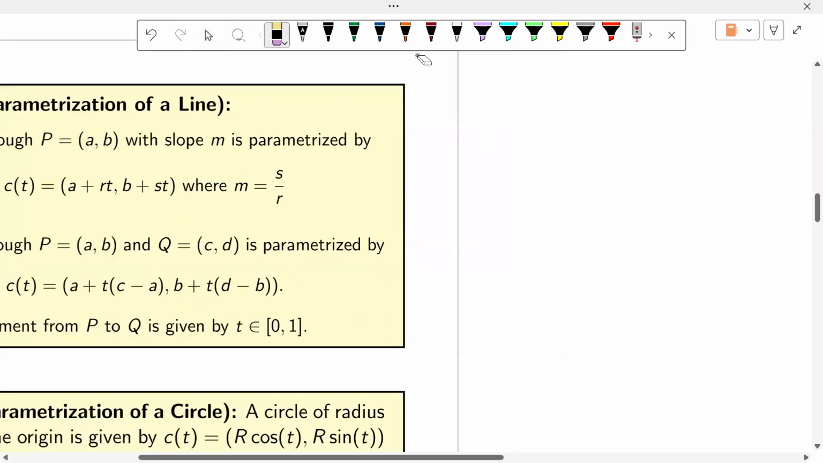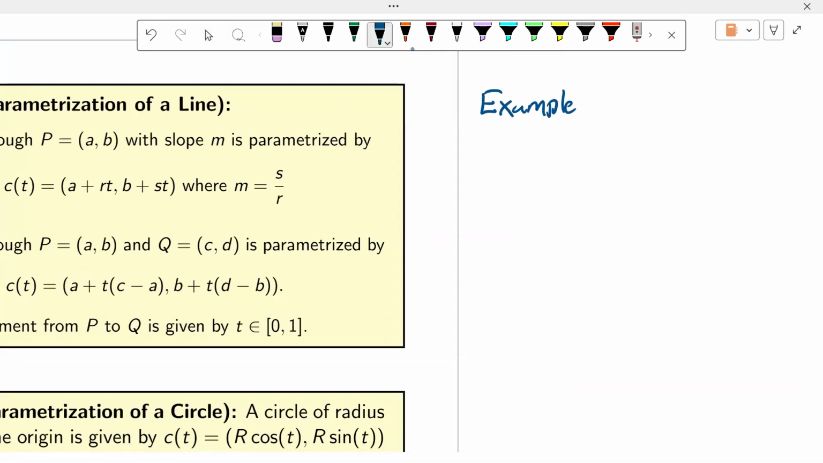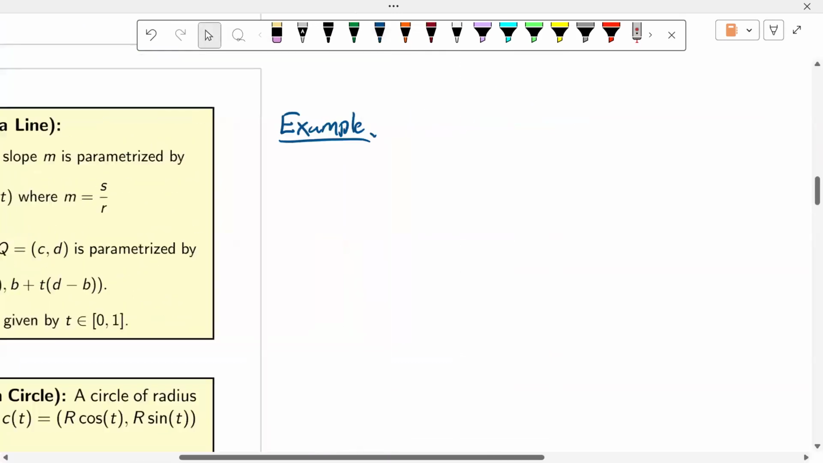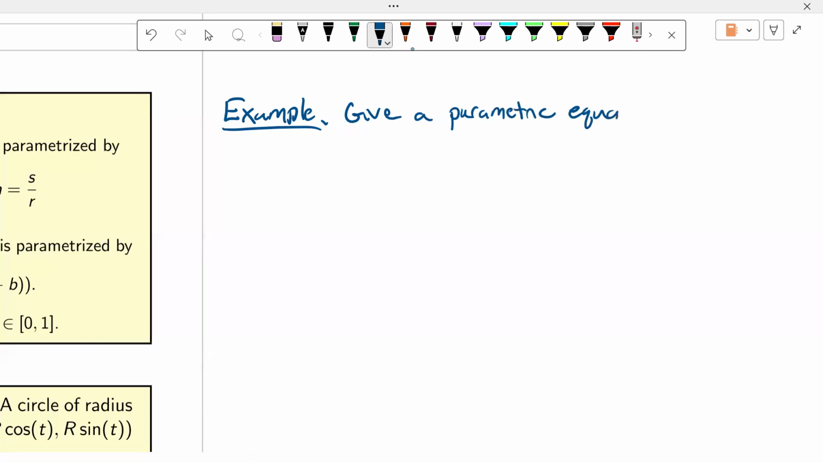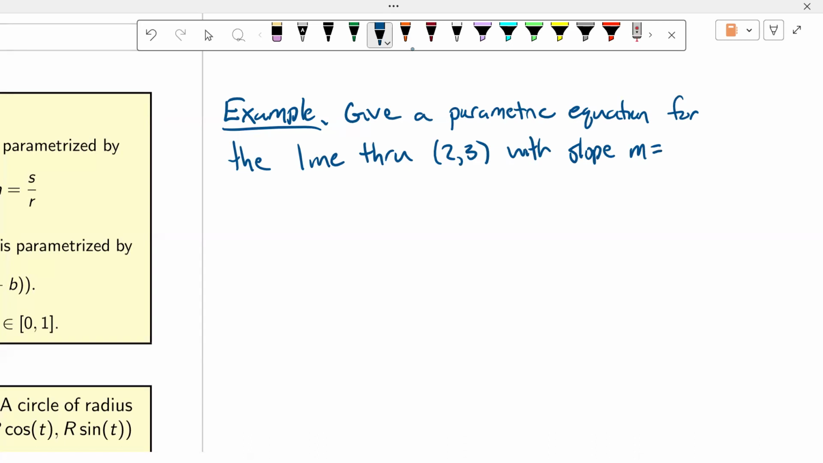All right. Example. Give a parametric equation for the line through the point 2, 3, with a slope of m equals, I don't know, let's say 1.5.